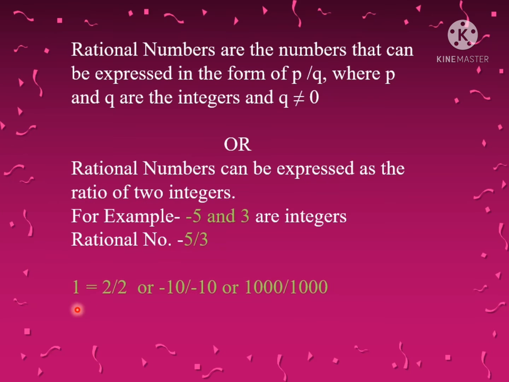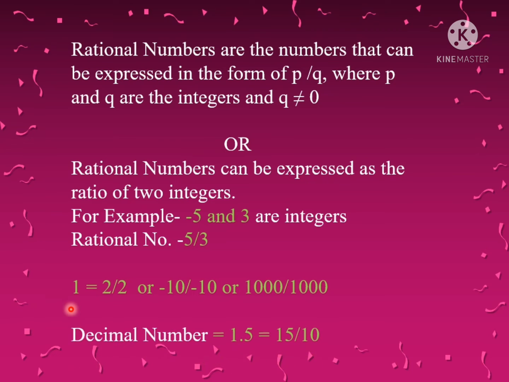Now let us take 1. Is 1 a rational number? Let us check. 1 can be expressed as 2 by 2, or we can write -10 by -10, or we can write 1000 by 1000 also. So in all these cases we saw that 1 can be expressed as the ratio of two integers. Yes, 1 is also a rational number.